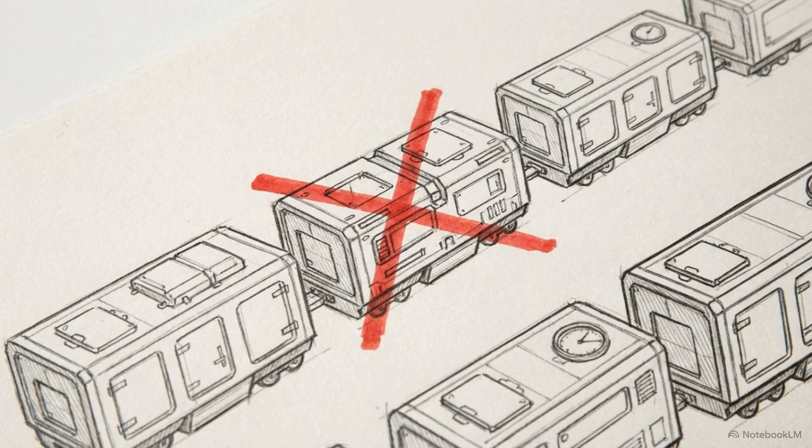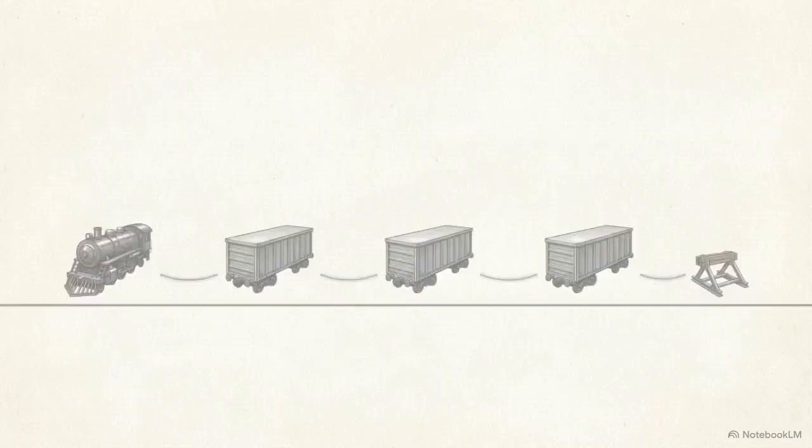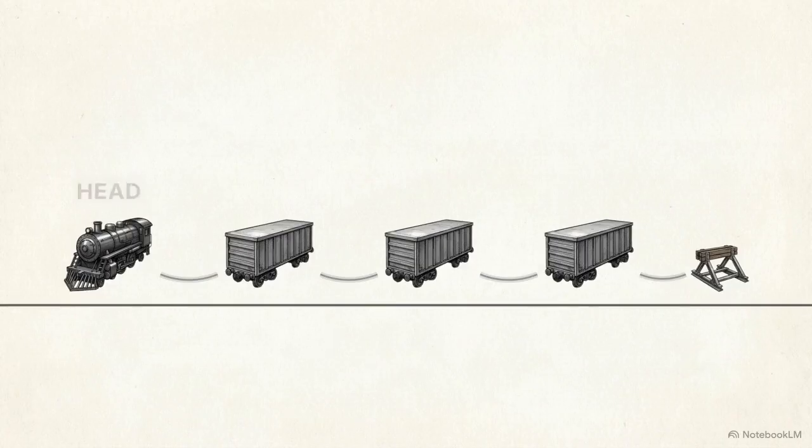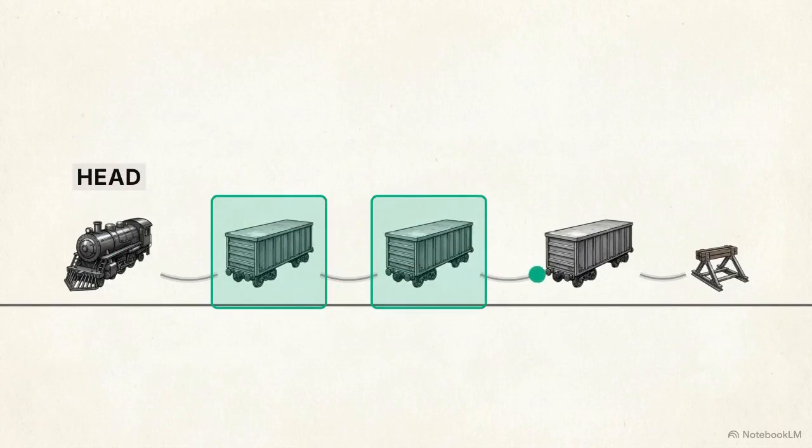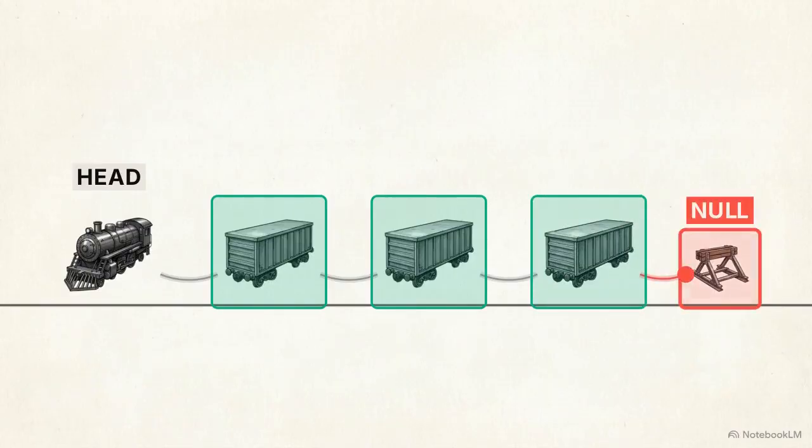Because these cars aren't parked in a row, you can't jump directly to the middle. To read the sequence, you must find the first car, the head, and follow the chains one by one. You reach the end at the null terminator, a car with a chain connecting to nothing.